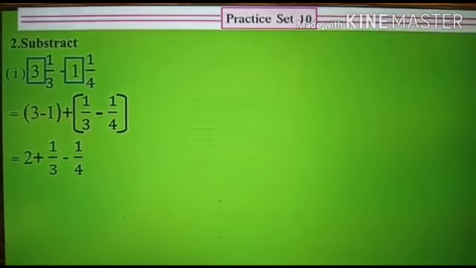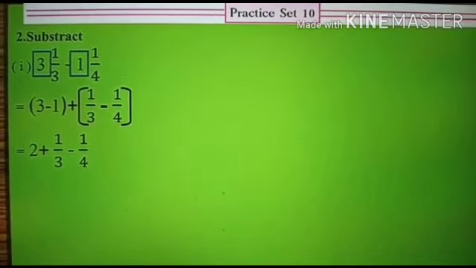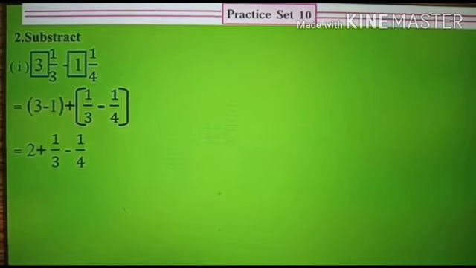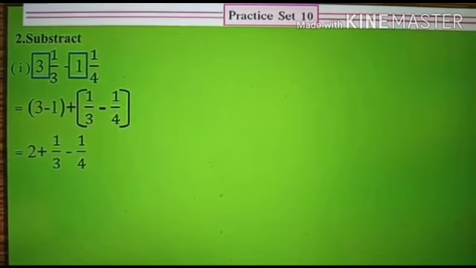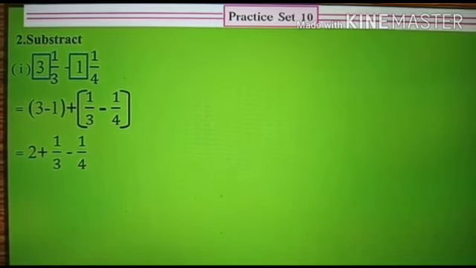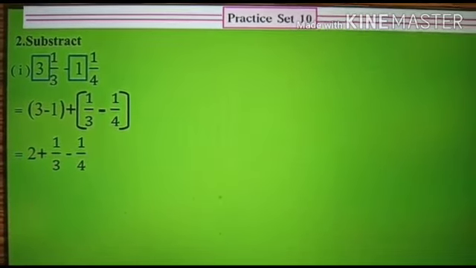The denominators are not equal. So first of all, we have to make the denominators same. We have learned this in the 5th standard, to make the denominators same.